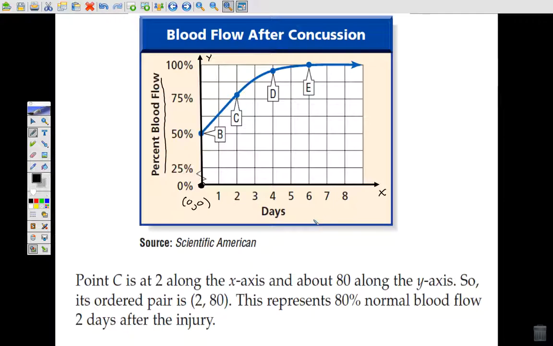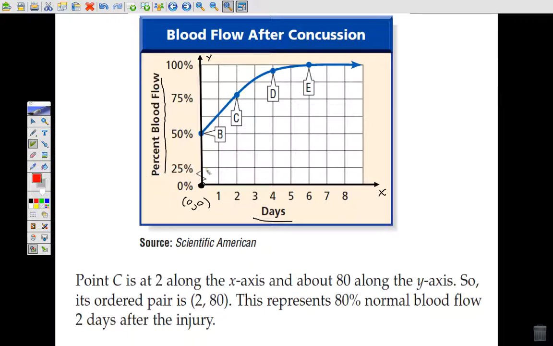Okay, so we need to be able to explain what this means. As we look at this, we have 1, 2, 3, 4, 5, 6, 7, 8. We have days labeled on the x-axis. We have percent blood flow labeled on the y-axis. What this is telling us is that blood flow after a concussion, probably back to the brain, after a certain number of days starts to increase, which means the longer the time after the concussion, the more blood flow the brain is getting. Doesn't that make sense? If you have a concussion, you usually have to sit out for a while until blood flow is completely coming back to your brain, and then you don't have any more symptoms.